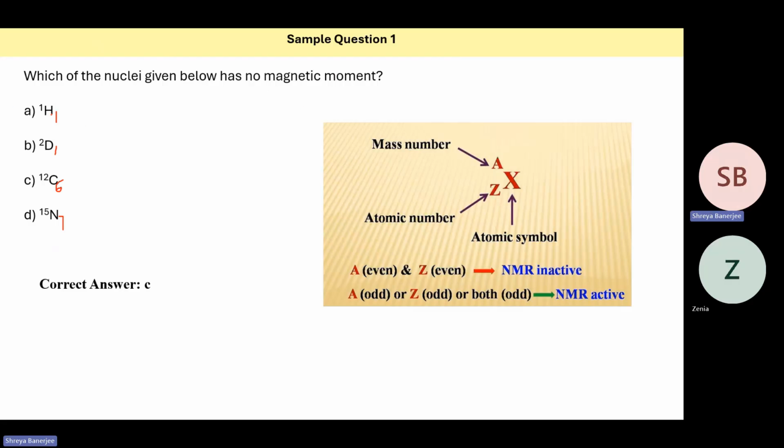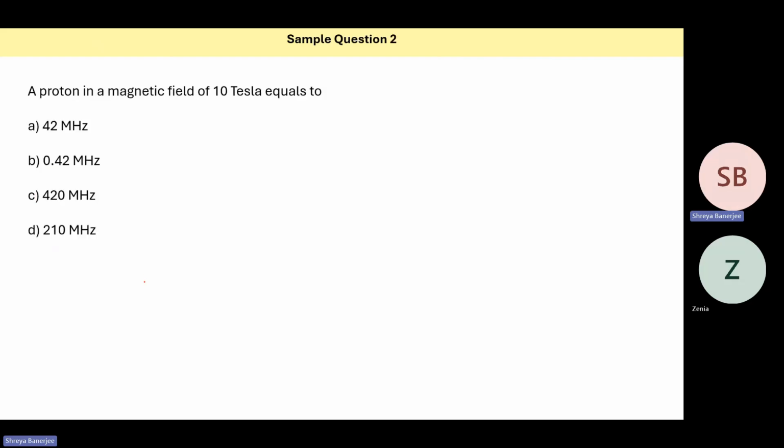So in hydrogen, both are odd. In deuterium, atomic number is odd. In nitrogen, again, both are odd. Only in this case, both are even. So it has no magnetic moment. So the correct answer is C.